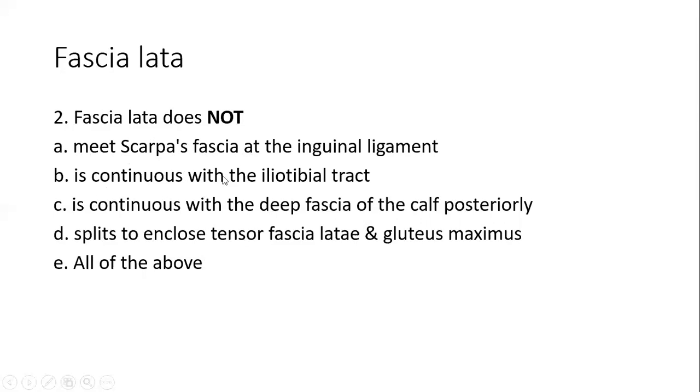Second option, is continuous with the iliotibial tract. That's right, so it's a true option. Is continuous with the deep fascia of the calf posteriorly. Yes, again, it's a correct option. Splits to enclose the tensor fasciae latae and gluteus maximus muscle. That's very true. Both of these muscles get inserted into the fascia lata. Or we can put it in this way: fascia lata splits to enclose these two muscles.